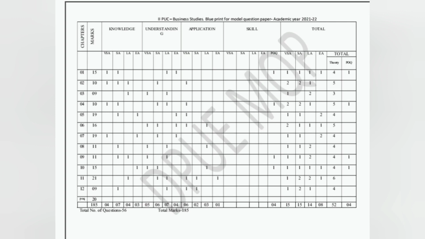And for the long answers, from the first chapter one question, from the second chapter one question, from the third chapter two questions, fourth chapter one question, sixth chapter one question, eighth chapter two questions, ninth chapter two questions, 10th chapter 1, 11th chapter 2 and 12th chapter 1. 4 marks questions respectively will be asked. So let's get started with all the 1 marks now.